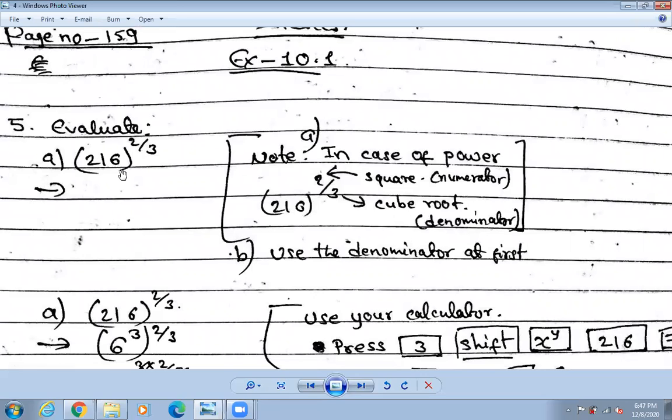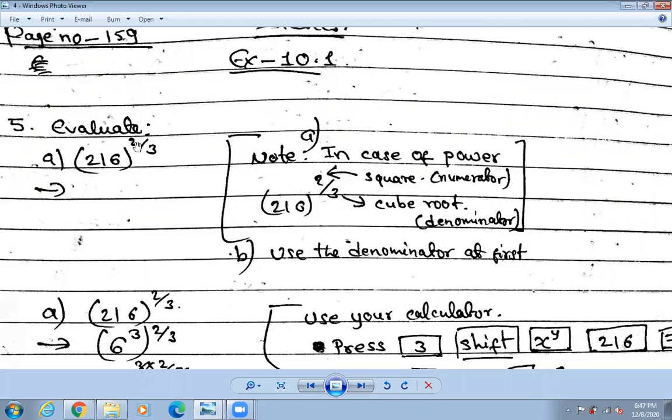We are playing with powers, and this is 2 and this is 3. What does this 2 mean and what does this 3 mean? Let me explain to you all. This is called the power. You need to actually do the square of this number, 216 squared. But if you do the square of this number, it becomes very big.